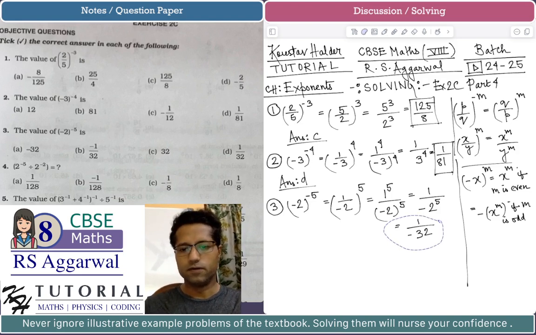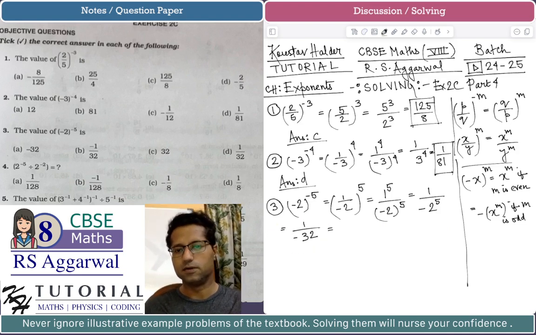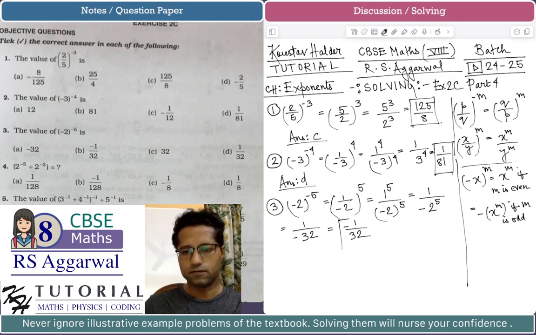We have to convert this into standard rational form, that is, the denominator has to be positive, so this becomes minus 1 by 32. So minus 1 by 32 is the value, so the answer is choice B.